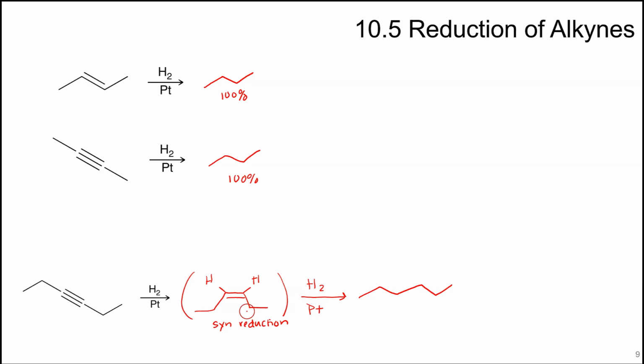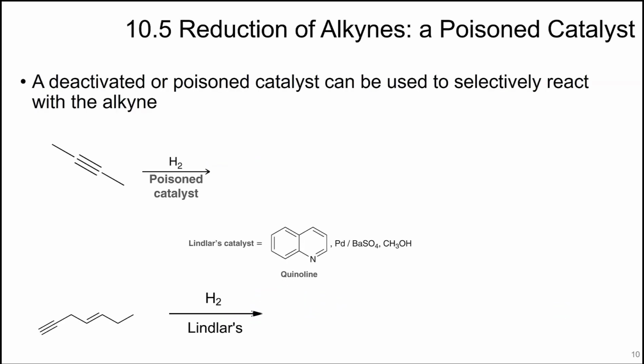If you want to stop at the double bond, then you need to have a poison catalyst, and that will selectively react with only the alkyne, and it will stop at the double bond. So if we have this poison catalyst, it will stop at the double bond and it will give us a cis double bond.